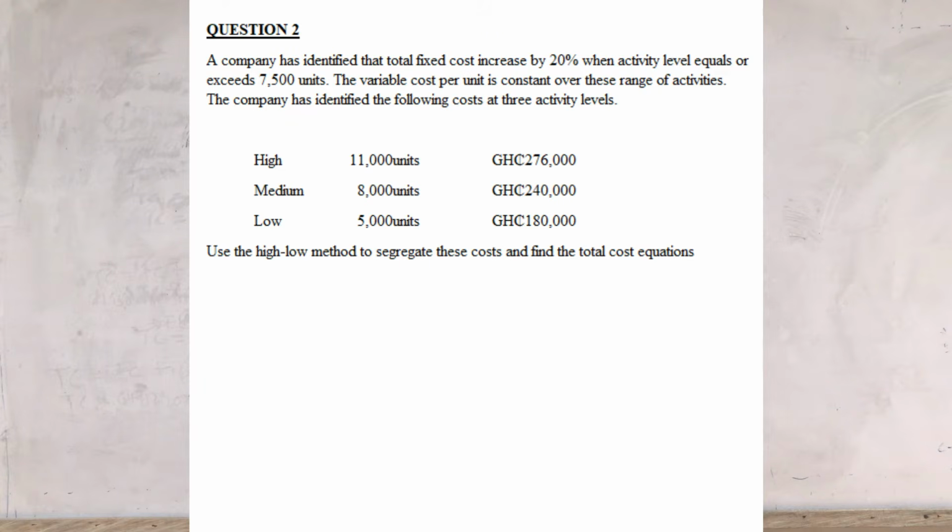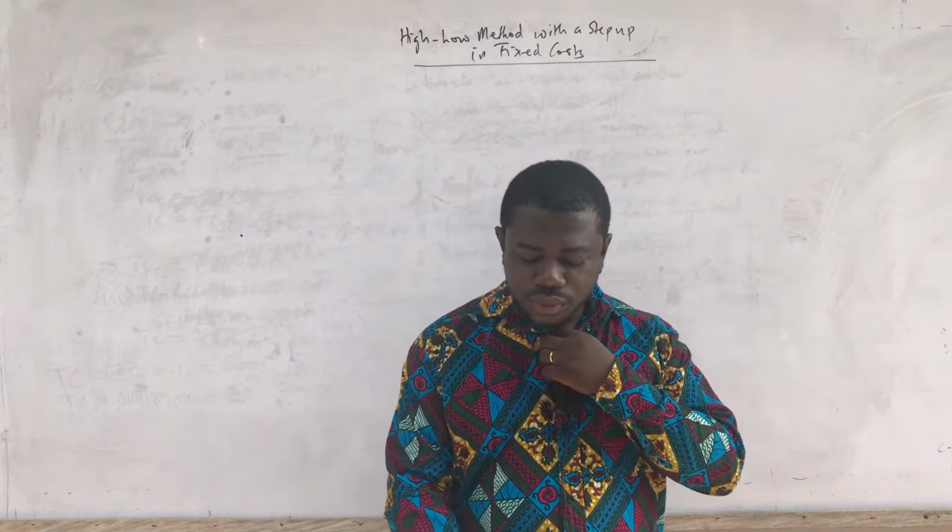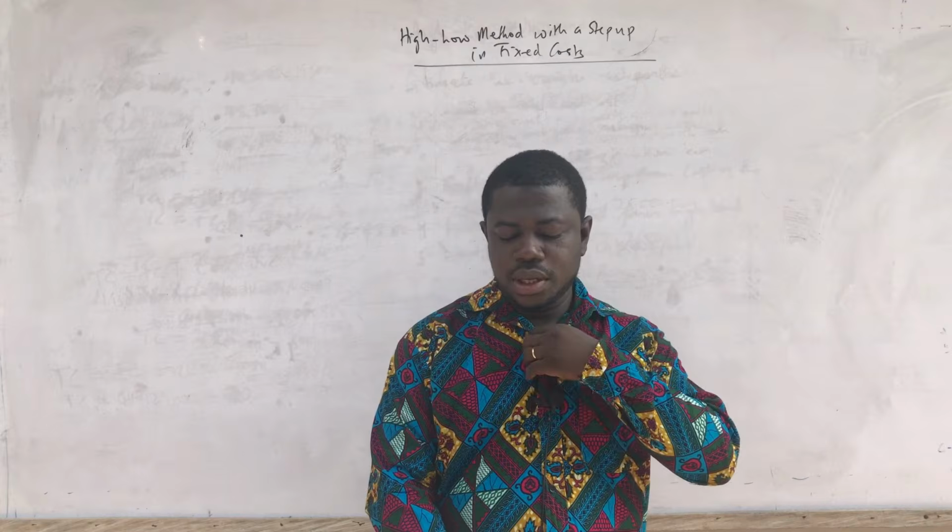11,000 production units at a total cost of 276,000. And then we have a middle one, which is 8,000 units at 240,000. And then we have a lower one, which is 5,000 units at 180,000 cedis. Now, use the high-low method to segregate this cost and find the total cost equations. Okay, so this is what we are going to do.